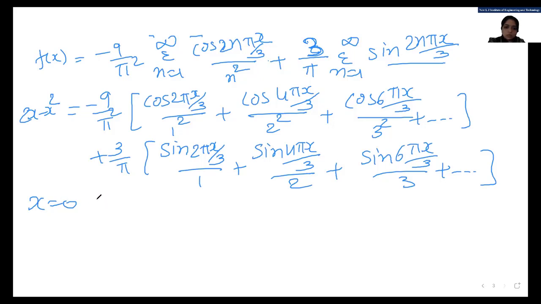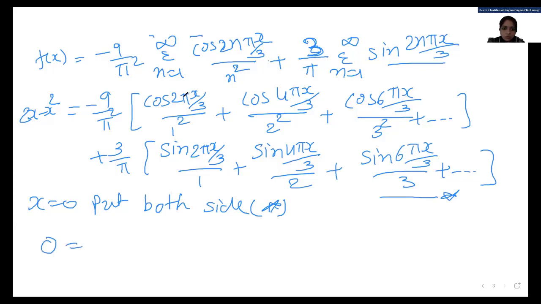So by putting x equal to 2 on both sides, our left hand side is 0. As you know, cos 0 is 1. So minus 9 upon pi square, here we have 1 upon 1 square plus 1 upon 2 square plus 1 upon 3 square plus up to so on, right? And sine 0 is 0, so no need to write the second step.